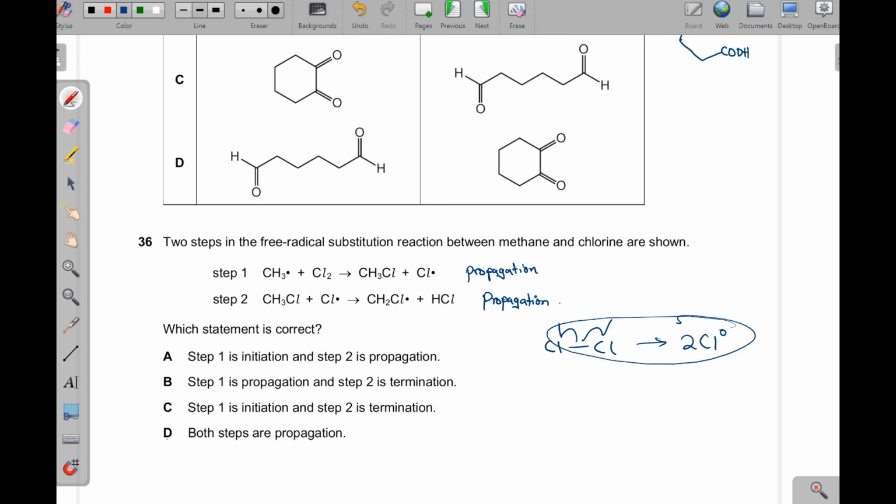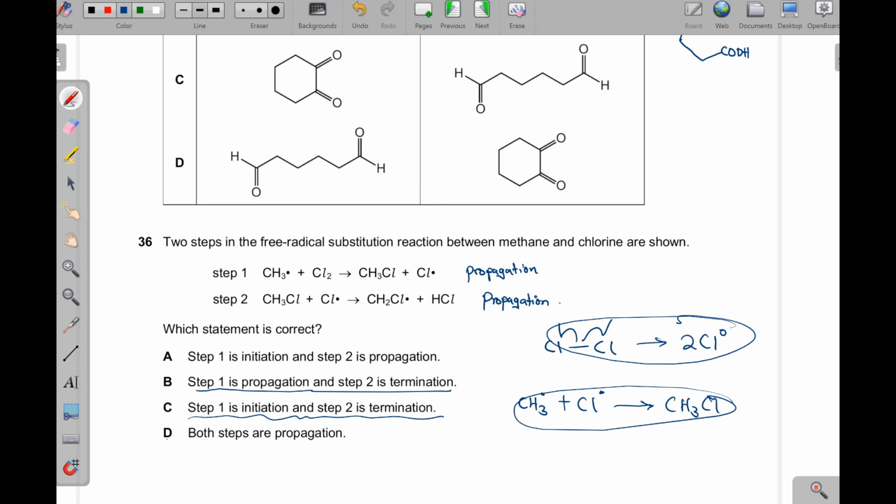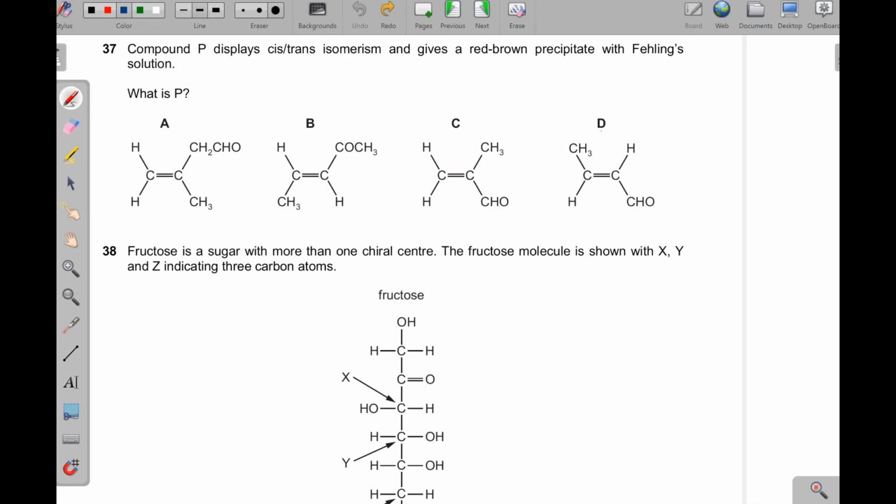Okay. Now, step 1 is propagation. Step 2 is termination. No, termination, that is when we have 2 radicals. Let's say this one here, then plus another radical, and then we get the CH3Cl. So this is termination. You get that? So step 1 is initiation. No. Even now for D, both steps are propagation, and indeed we saw them as well, propagation. So that means our answer here has to be a D. As simple as that.